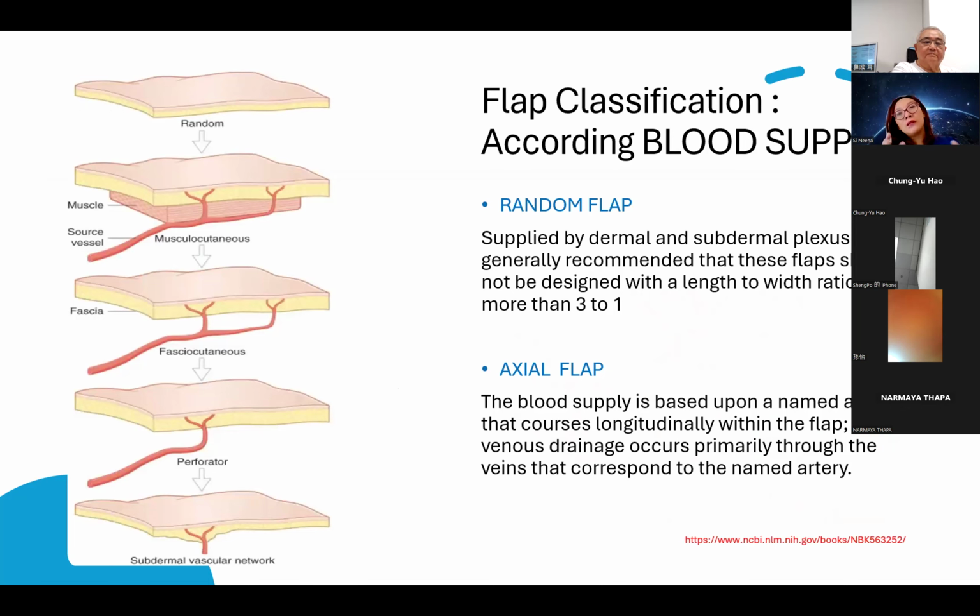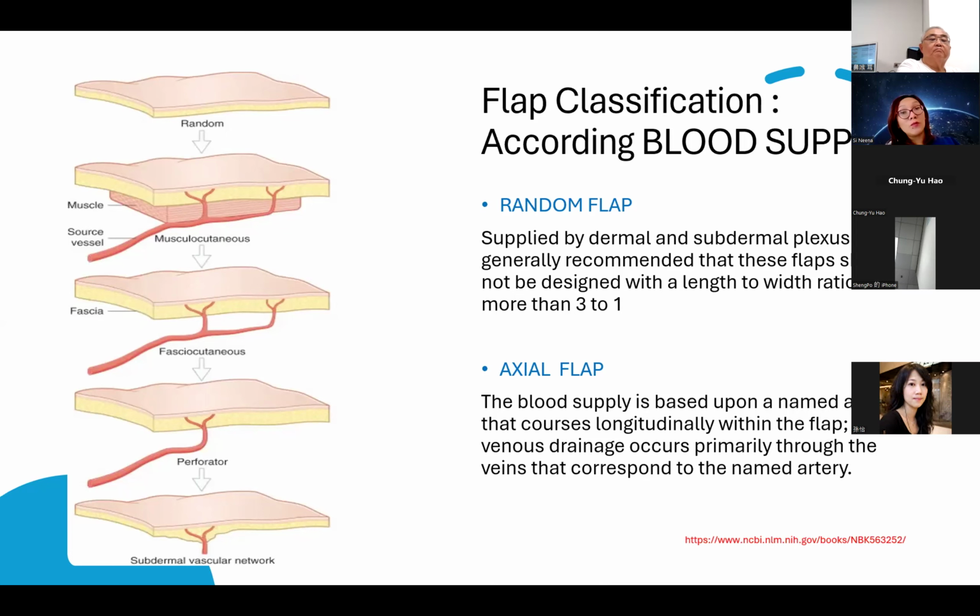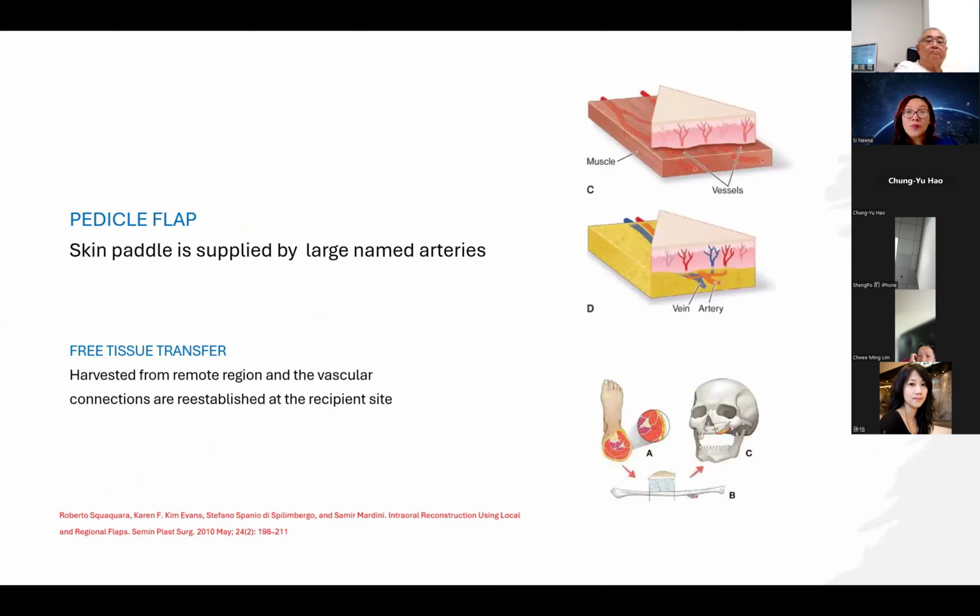For example, the nasolabial flap can be random, or it can be axial. An axial flap is when the blood supply is based upon a small named artery. So sometimes when you raise a nasolabial flap, you don't often see the pedicle itself. You can just move it around. But of course, you have to know the thickness you need to raise so the edge of the flap won't become necrotic.